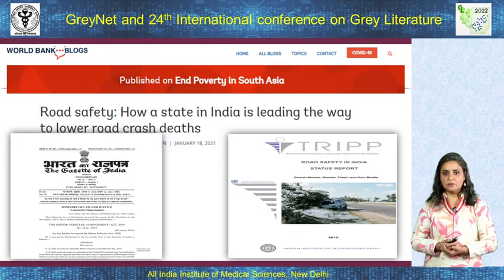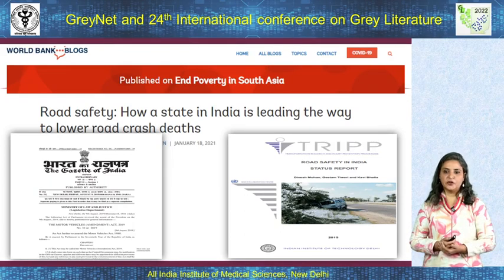The World Bank has their blog, which says how a state in India is leading the way to lower road crash deaths. This is one of the case studies where they have shown that in Tamil Nadu the accidents have reduced. To the left is a Gazette of India, that's a government publication. To the right is another status report, called TRIP, produced by the Indian Institute of Technology, we call it IIT Delhi.